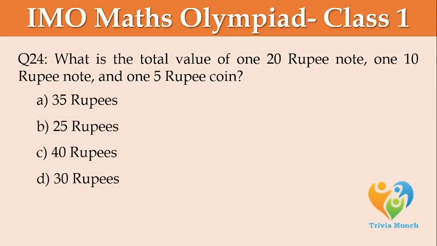What is the total value of one 20 rupee note, one 10 rupee note and one 5 rupee coin? Option A 35 rupees, option B 25 rupees, option C 40 rupees, option D 30 rupees.